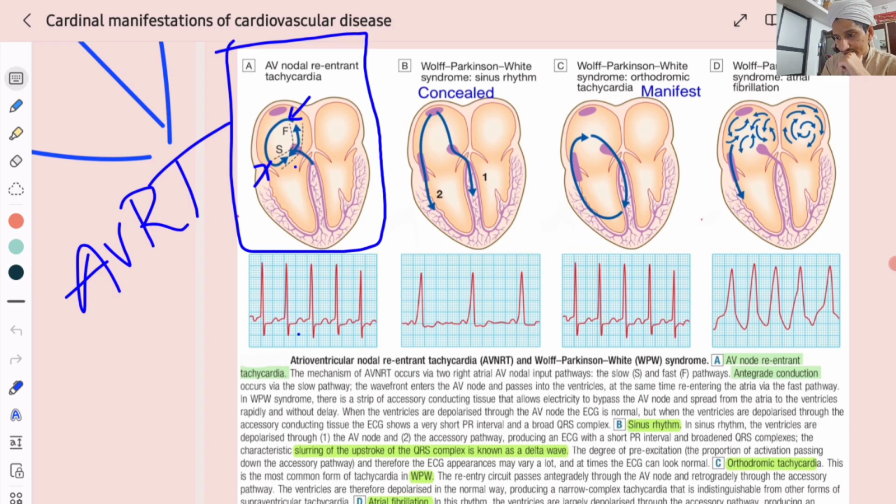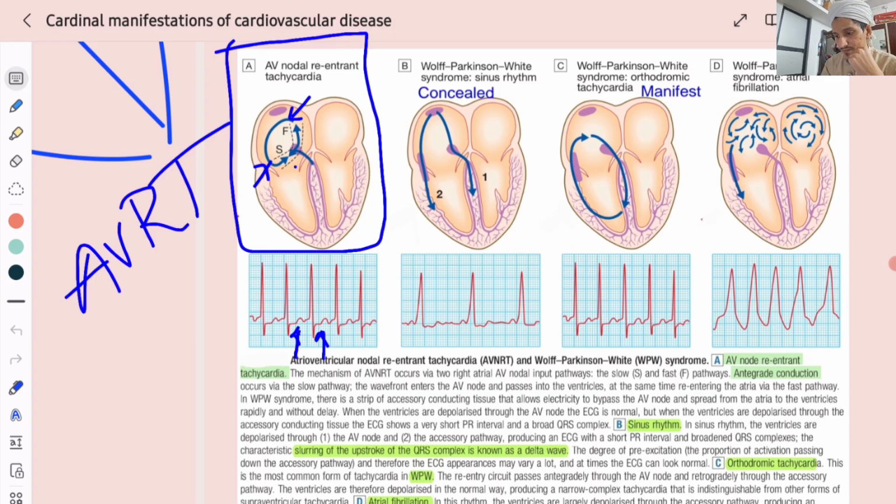You are not seeing P waves, they are submerged in the QRS complex. This is a T wave actually, this is a T wave, not a P wave. You are not seeing any P waves. The P waves are submerged in the QRS complex, and these things are T waves, not P waves. These are T waves.